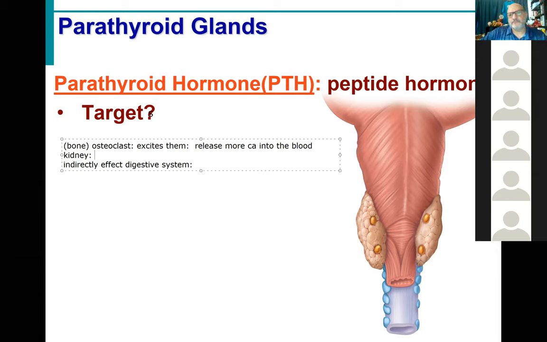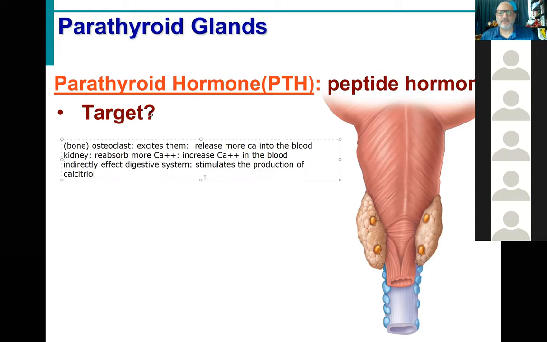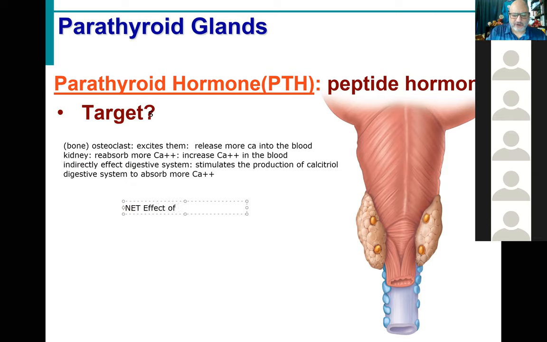What does it tell the kidney to do? There you go, the opposite of calcitonin. So it is going to tell the kidney to reabsorb more calcium. And of course, that is going to increase calcium levels in the blood. It stimulates the production of calcitriol, causing calcitriol to be produced. And of course, that tells the digestive system to absorb more calcium. So of course, the net effect of parathyroid hormone is to increase calcium levels in the blood.